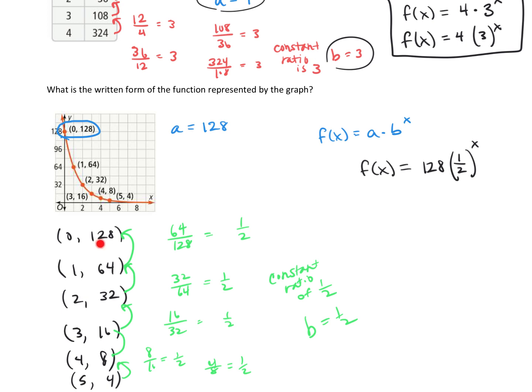Every time you move along, we're taking half of the previous number. So 128 times a half is 64. 64 times a half is 32. 32 times a half is 16. So if your b value is less than 1, then your y values will decrease. And this is what this exponential function looks like.